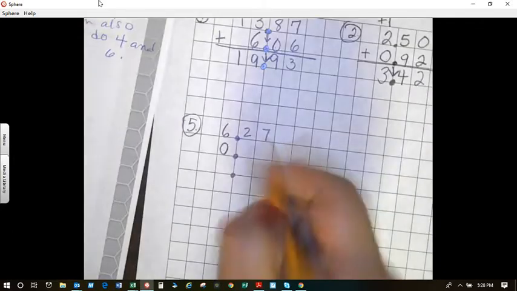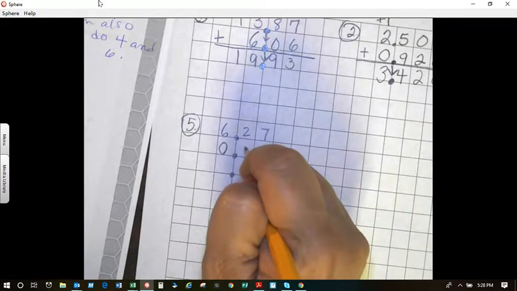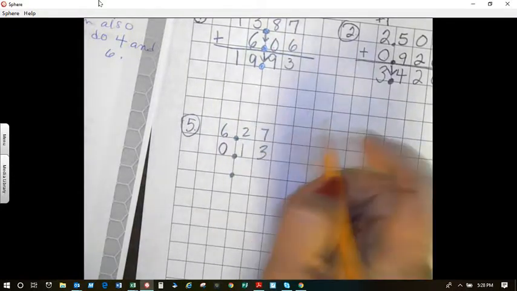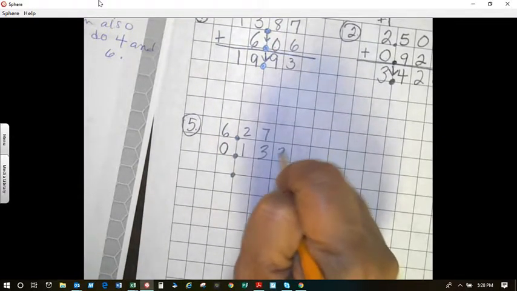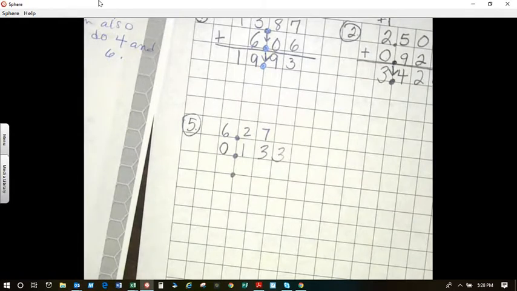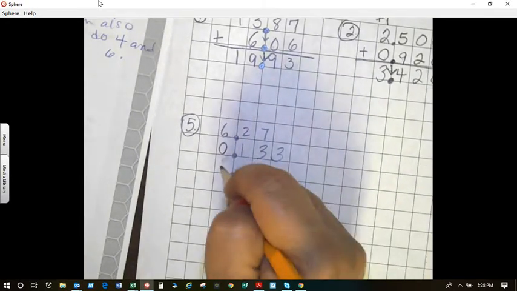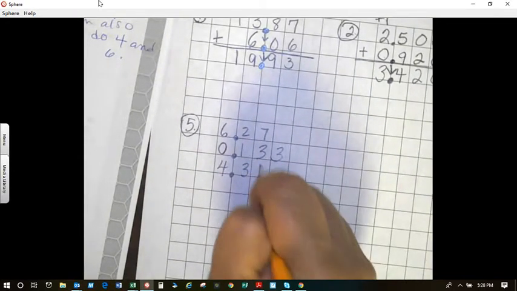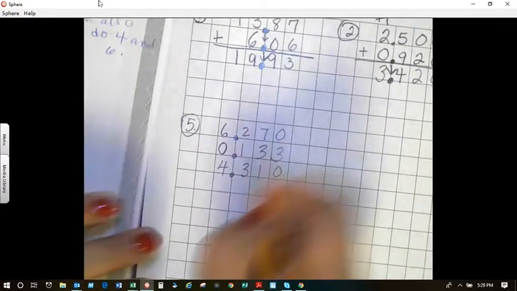And then next to the decimal, I have my 1/10ths, my 3/100ths, and then my 3/1000ths. And then after that, I have the 4 and 31 hundredths, and I'm going to put 0 as my hero. I will add those up.